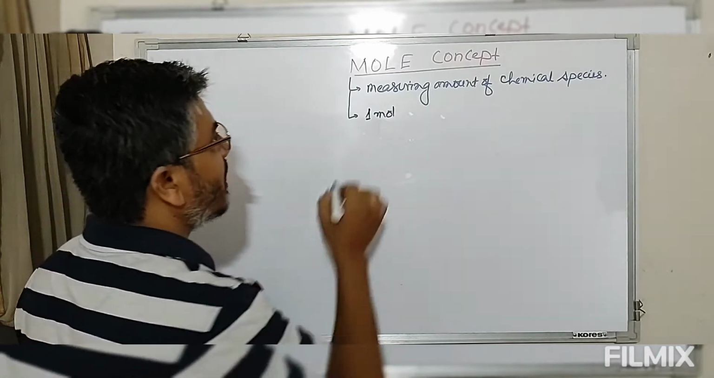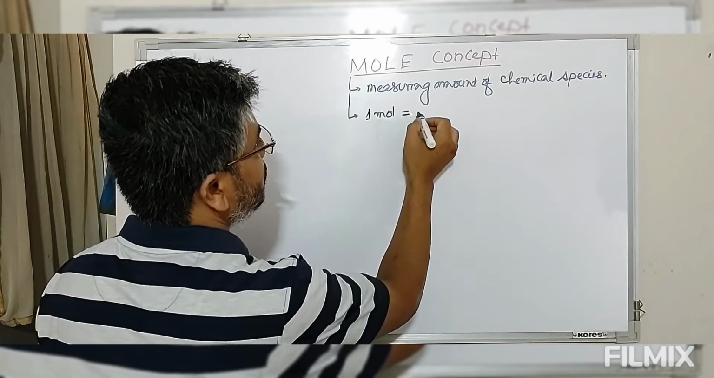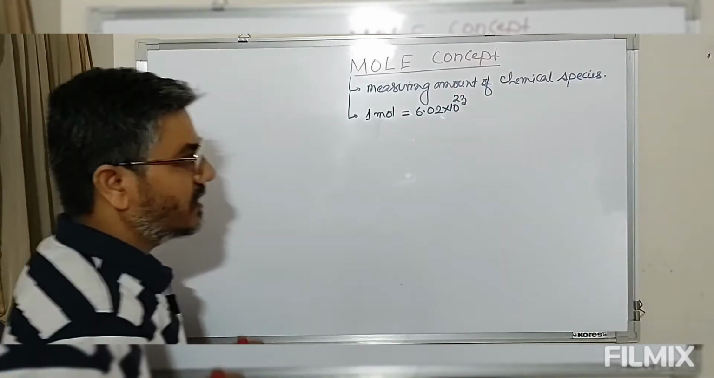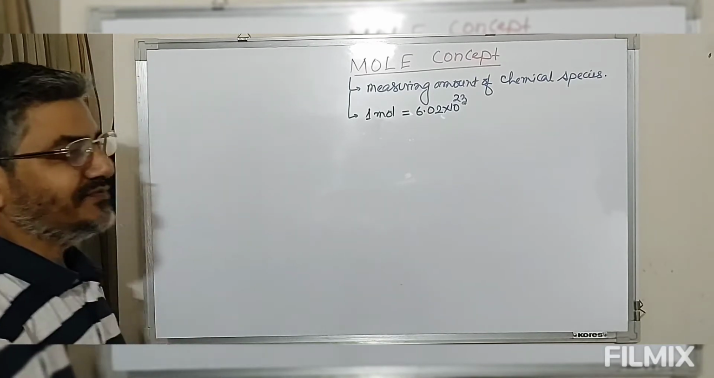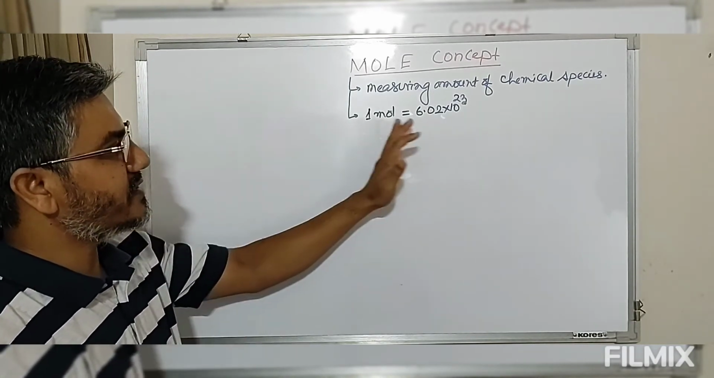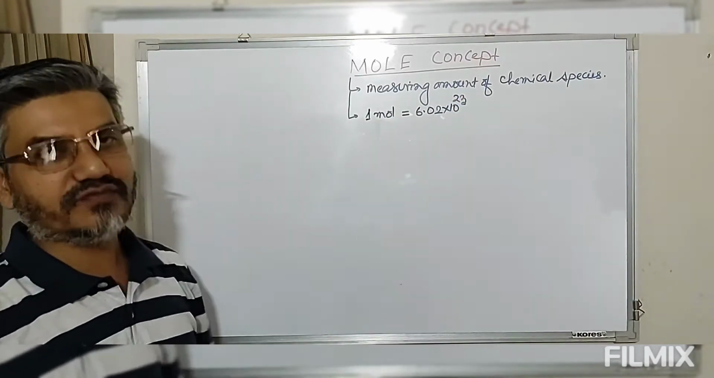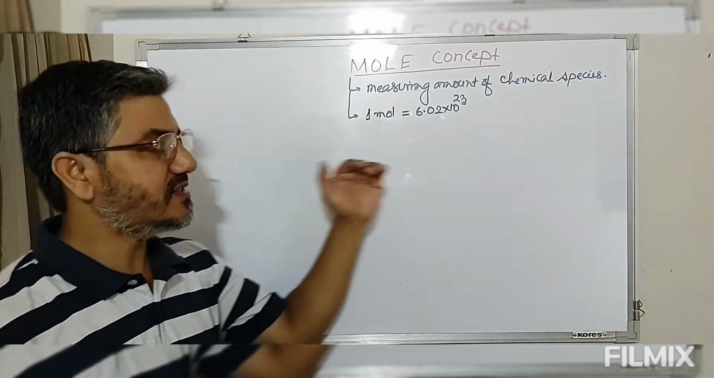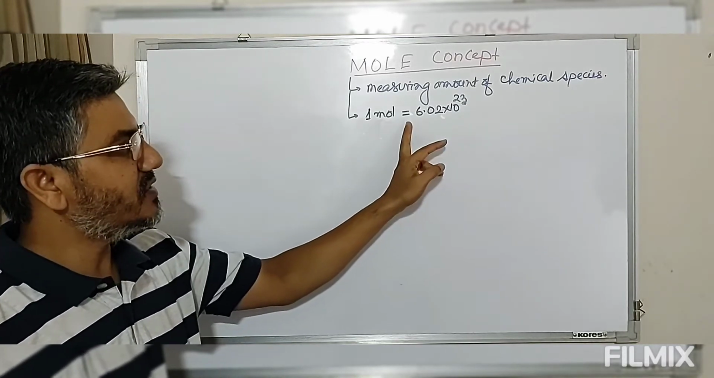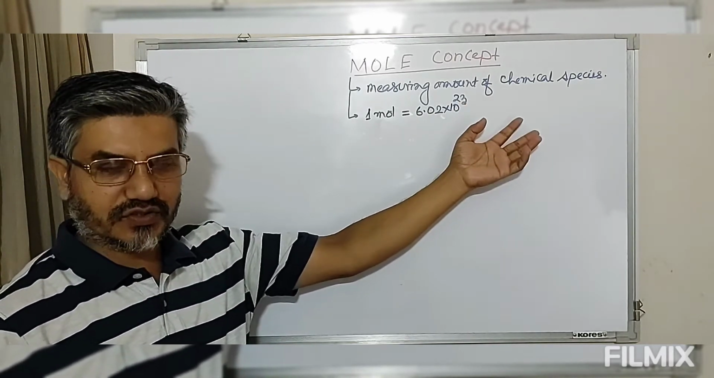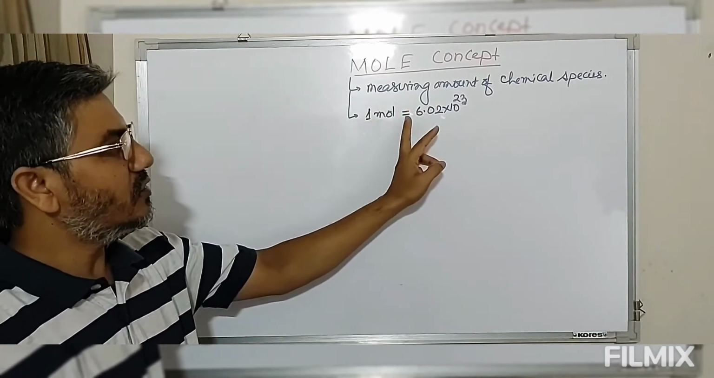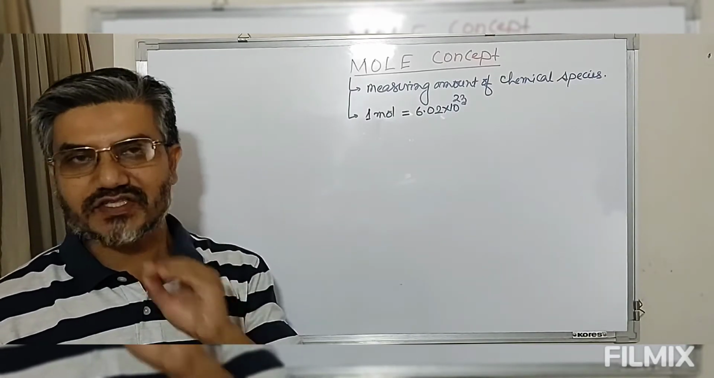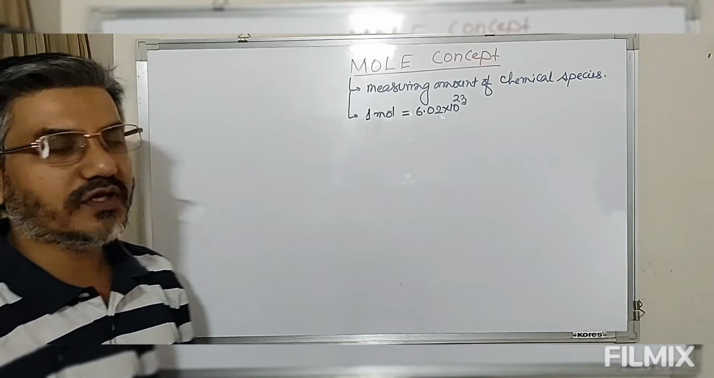fixed quantity. So 1 mole of a substance is always equal to 6.02 × 10^23 particles. Whenever we use the term mole, 1 mole always signifies 6.02 × 10^23. If I say 1 mole of atoms, then it is 6.02 × 10^23 atoms. If I say 1 mole of molecules, it represents 6.02 × 10^23 molecules. If I say 1 mole of ions, it also represents 6.02 × 10^23. So 1 mole always has a fixed quantity, that is 6.02 × 10^23.